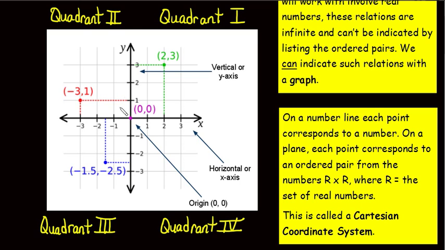This point was 2, 3. So if we run over here, -3, and jump up 1, this is our coordinate, -3, 1. If we run to the left only 1.5, which is -1.5, and fall in a hole, -2.5, that's where this coordinate would be found. So hopefully this is a little bit of a review for you when we get into graphing.